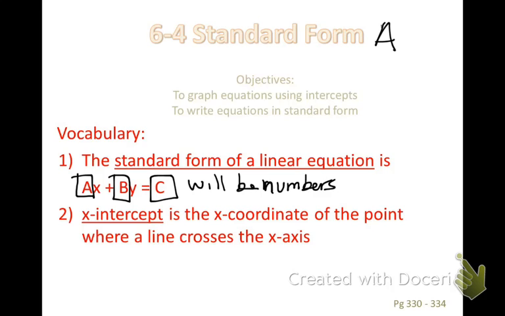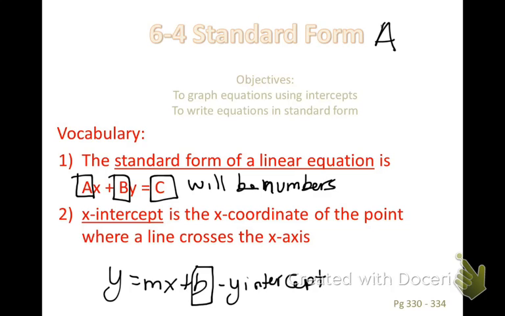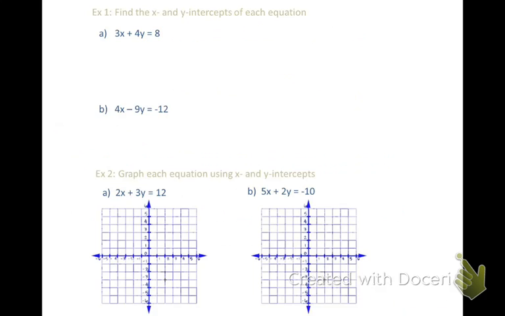So remember we had that y equals mx plus b in one of our previous lessons, and b is your y-intercept. And when you graph it, the y-intercept goes on the y line. And today we're going to learn about x-intercepts, and they will be on the x line. So let's try some. In example 1, we're not going to graph, we're going to find the x and the y-intercepts of each equation.